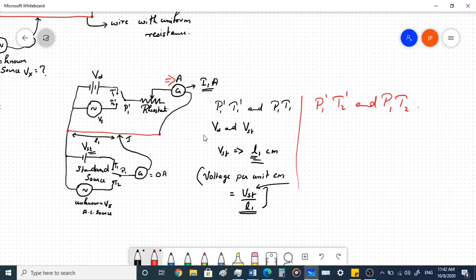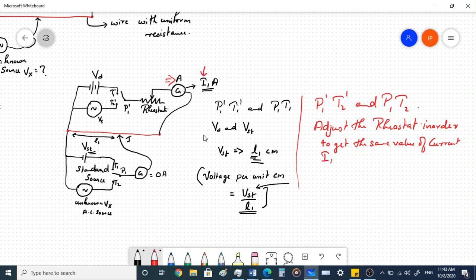Right now, what we need to do is that we'll have to adjust the rheostat in order to get the same value of current, which is I1, right? So this I1 is the current that we got using the DC voltage source VD, and right now we are connecting the voltage source VS. Now P1 dash T2 will correspond to VS, and P1 T2 will correspond to the unknown voltage source VX, right? So these two sources are in connection, and we need to get the same current I1 through the galvanometer.